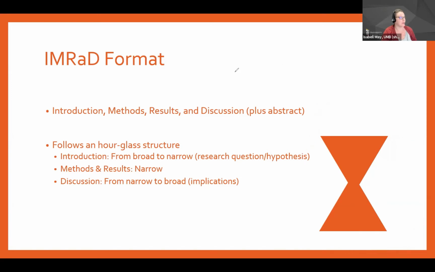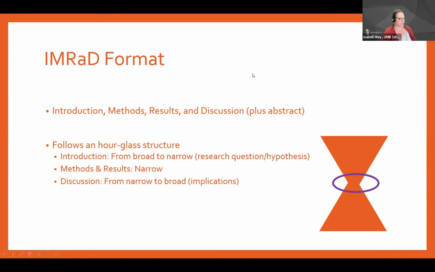Let me clear my drawings here. So today, as I said, our focus is on methods and results. And that's really the narrowest part here. I circled that for you. That's the narrowest part of the article. And by narrowest, I mean it's the most specific, and in a way the most detailed, but we'll talk about managing level of detail and also not writing too much. That's the tricky part especially about the methods section.